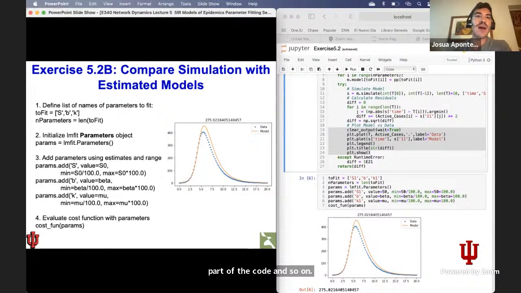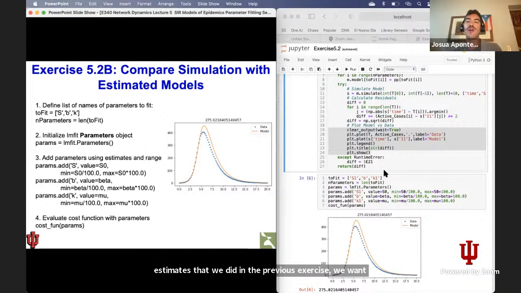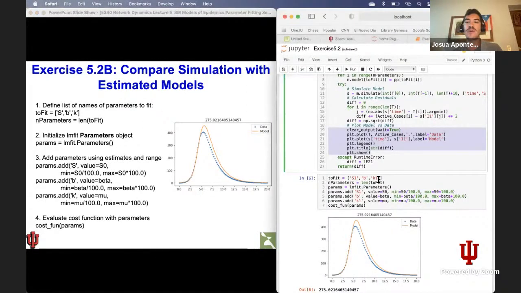So now, the first thing we will do is that based on those estimates that we did in the previous exercise, we want to compare how far our estimates are from the experimental data, or the data that we generated here synthetically. And the way we use this LMFit library is that we first define this to-fit list that contains the names of the parameters that we want to fit.